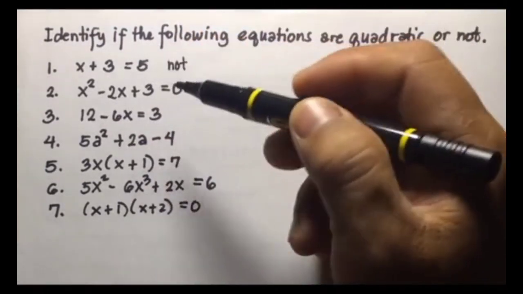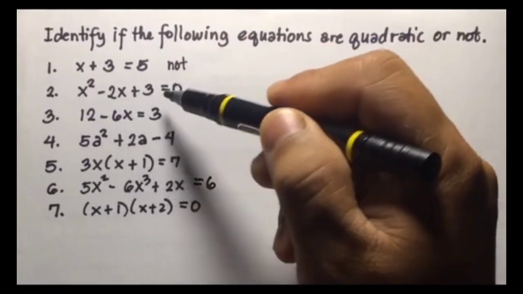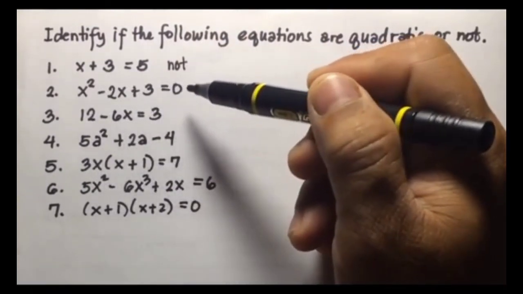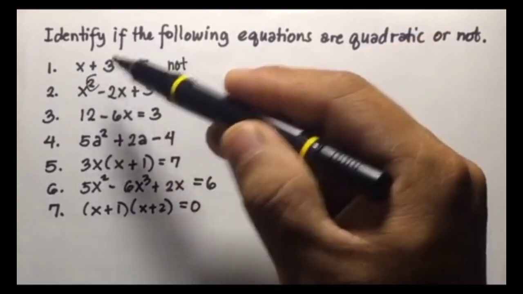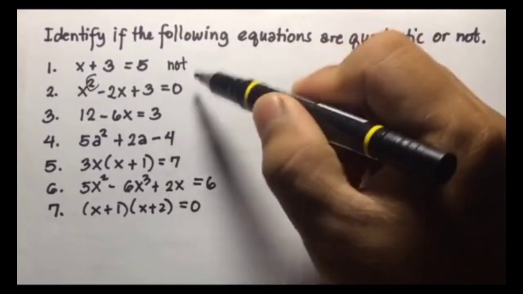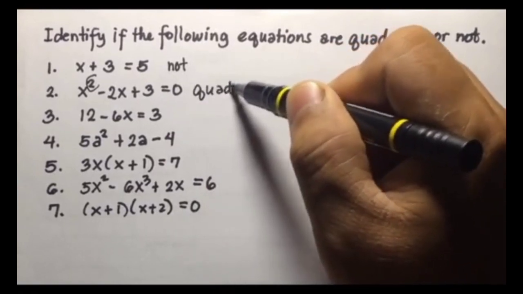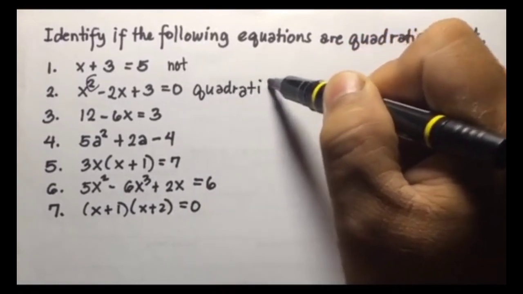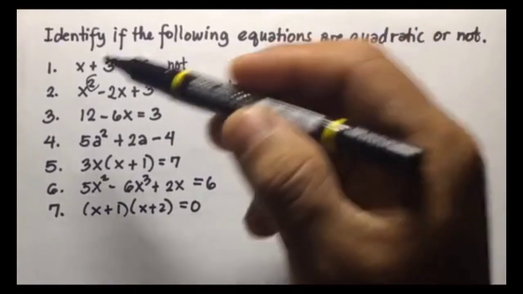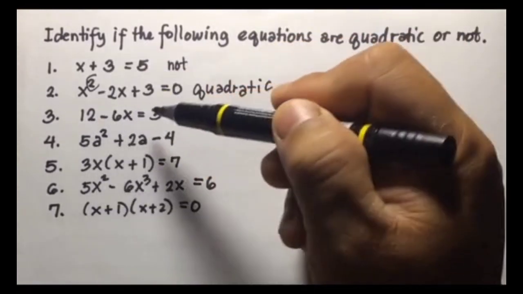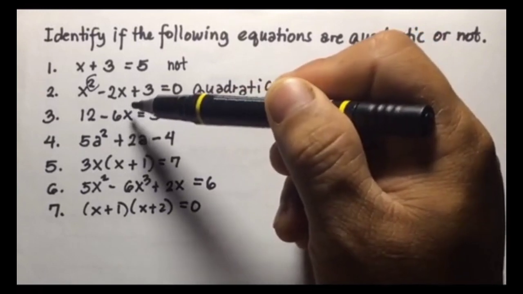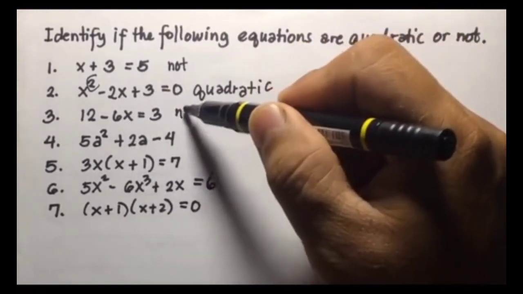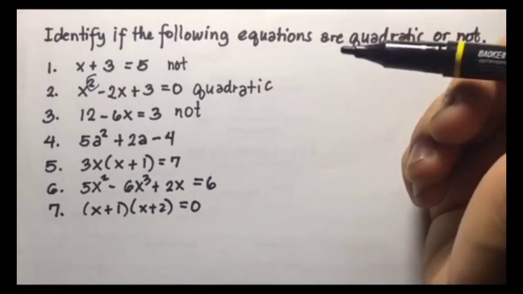Then for number 2, x squared minus 2x plus 3 equals 0. The highest exponent here is 2, meaning this is a quadratic equation. Then for number 3, 12 minus 6x equals 3. The highest exponent here is 1. So therefore, this is not a quadratic equation.